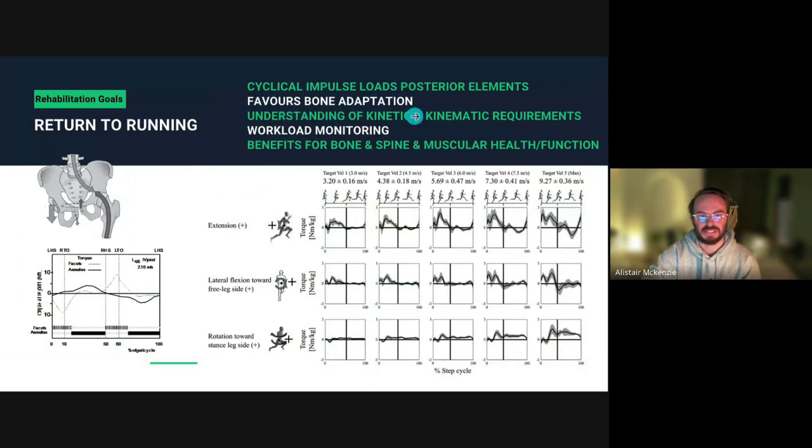We can understand the kinetics and the kinematics of running, as we can see both here. This is a paper by Sado where they looked at the kinetics around the lumbar spine and the pelvis relative to different increases in running speed, a lot like Anthony Sacchi's and Dawn's papers and so on. Then also with running, we're very adept to monitor workload. And then we can use that benefit from both a bone, a spine, and the muscular health and function element. So that's going to make up the crux of our early phases.